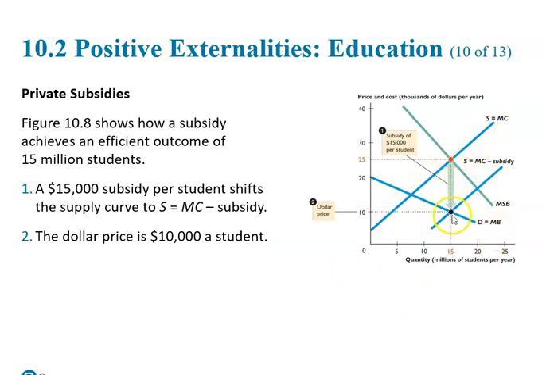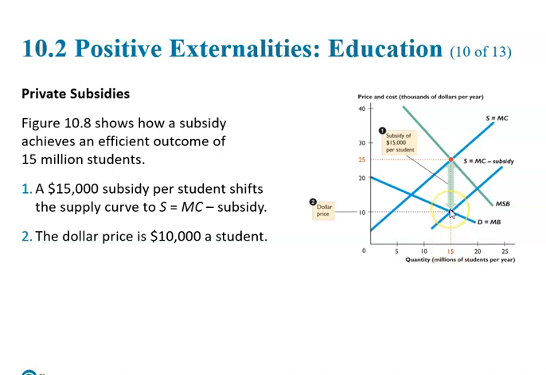So you can simply see over here that with this subsidy provided, we will be able to get to this efficient outcome of 15 million students per year, because this is the intersection of the marginal private benefit and the MC minus subsidy curve. And at this point, the efficient outcome is reached.